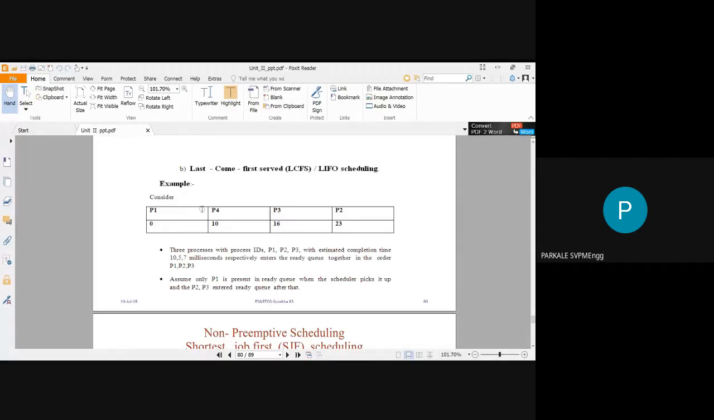Out of these 4 tasks, P1, P2, P3, P4, which task requires the minimum execution time? Kakre? It's a quite simple question. Kumbar?